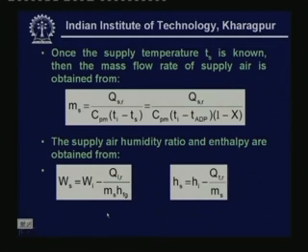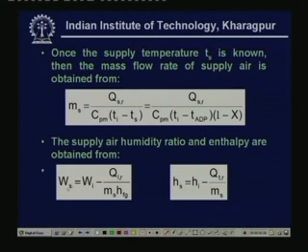Once we know the supply temperature, the mass flow rate of supply air is simply obtained from this equation: Ms is equal to QSR divided by Cpm into Ti minus Ts. Ti minus Ts can be written in terms of coil ADP and the bypass factor, that is Ti minus TADP into 1 minus X. The supply air humidity ratio and enthalpy are obtained from the equations for the latent load and the total load. Everything is known on this side, so we can find out what the supply air enthalpy and humidity ratio should be. Once we know one parameter, say the supply air temperature, all other things can be obtained.